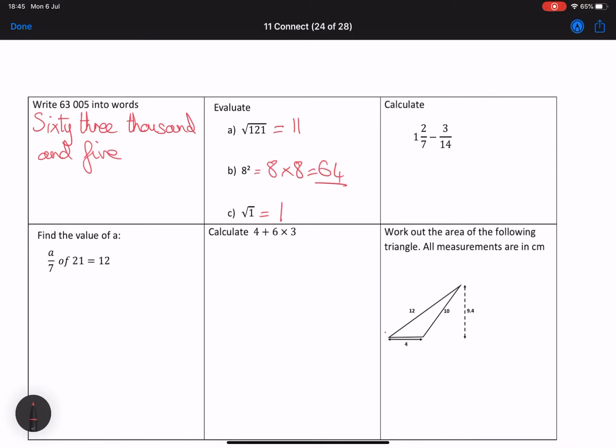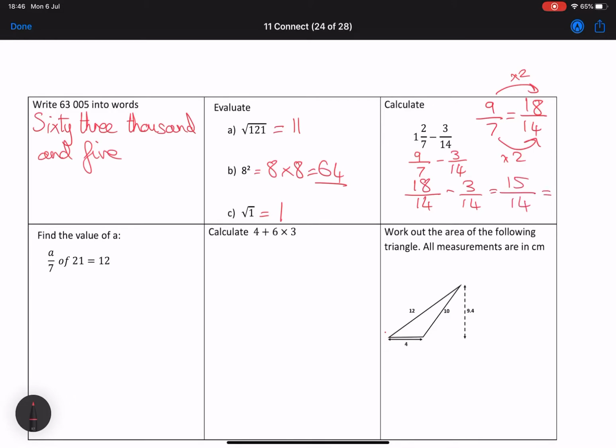Next one, the fractions. I first need to make all of my fractions into improper fractions. So I do 1 times 7, which is 7, add the 2. So I've got 9 over 7, take away 3 over 14. I need my denominators to be the same, so I need to find the lowest common multiple of those denominators, 7 and 14. Well, that would be 14. So I need to rewrite the 9 over 7 as something over 14. My multiplier is times by 2. So I've got 18 over 14. The 3 over 14 is already okay. So I'm doing 18 over 14, take away 3 over 14, which gives me 15 over 14.